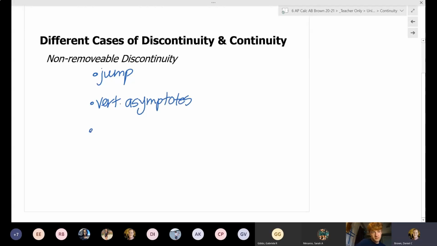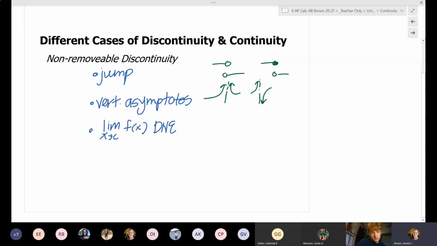For non-removable discontinuities, the limit as x goes to that value will not exist. And some examples of it, so we talked about the jump. The jump could have filled in circles or open circles. That would be considered a jump and non-removable. For vertical asymptotes, even if they're going in the same direction, non-removable. If they're going in opposite directions, non-removable. Or even if you have one side's the asymptote, but the other side's a jump, those are all considered non-removable.